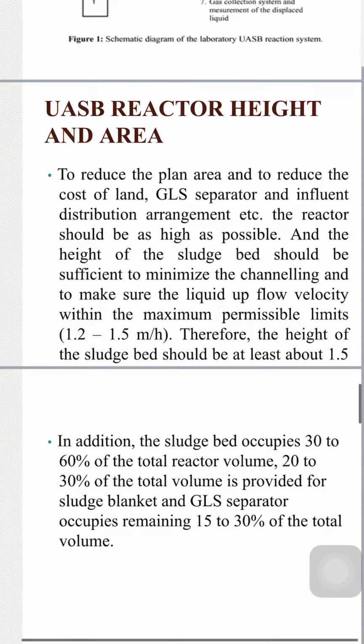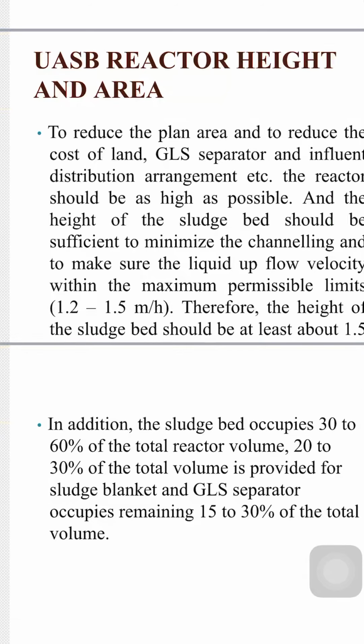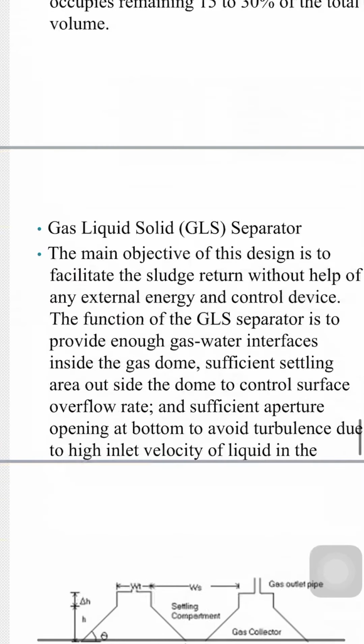In addition, this sludge bed comprises 30 to 60% of the total reactor volume. 20 to 30% of the total volume is provided for the sludge blanket, and the GLS separation occupies the remaining 50 to 30% of the total volume. Gas liquid solid separator.